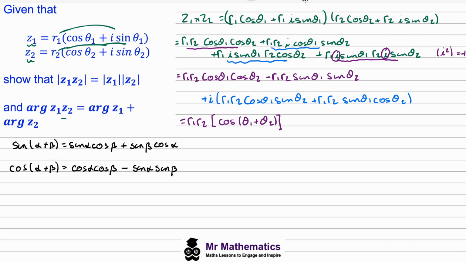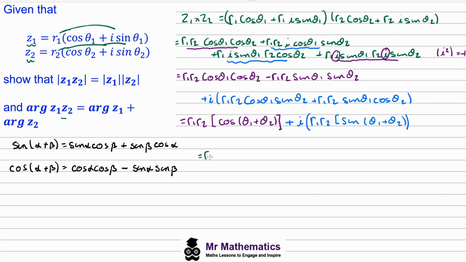And the imaginary part is exactly the same as the sine addition formulae, where alpha would be theta 1 and beta would be theta 2. So this would be plus i r1 r2, put this in brackets, multiplied by the sine of theta 1 plus theta 2. Okay? And now from this point, we can factor out the r1 and r2s.